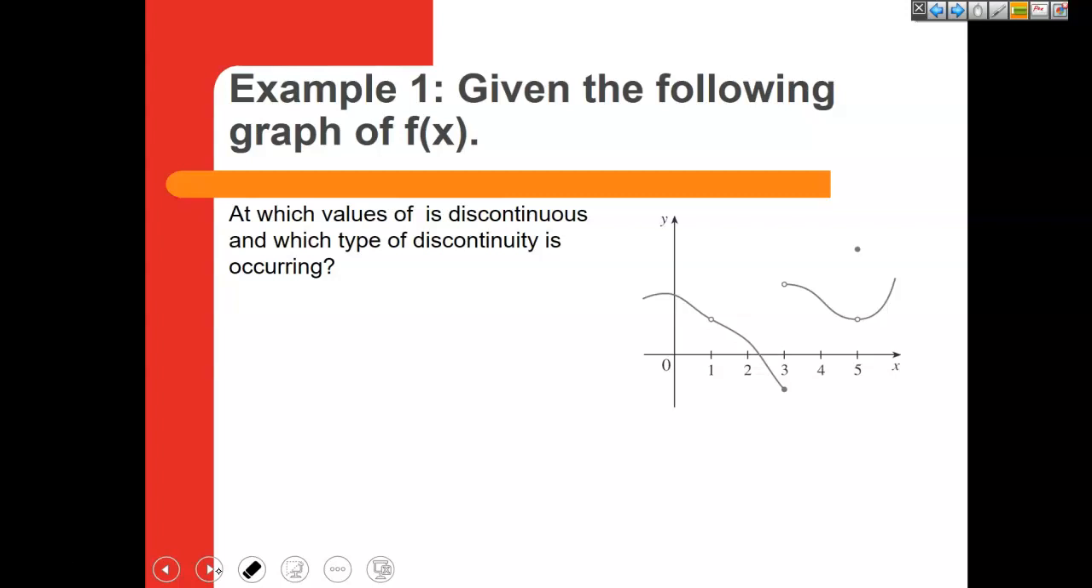At which values of x is it discontinuous, and what type of discontinuity is it? So we're just going to go left to right and figure it out.